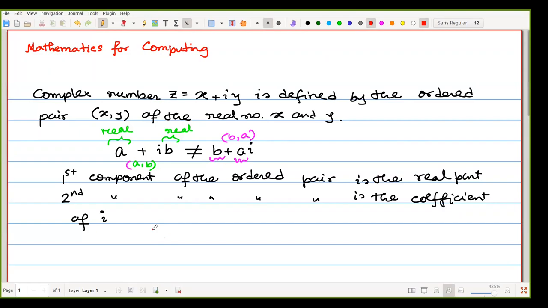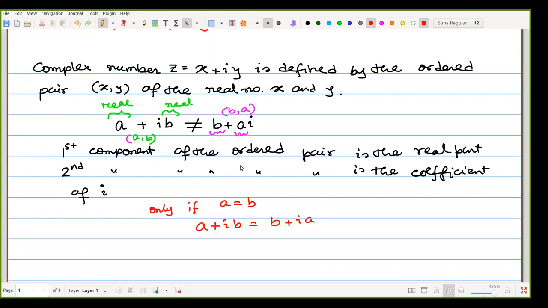So we can say only if a is equal to b, then a plus ib is equal to b plus ia. Otherwise, never is a plus ib equal to b plus ai. So ordered means the real part must come first, then the comma, then the second part, which is also real and is the coefficient of i. And based on that ordered pair, we can also have the geometrical representation of the complex number. Okay, we should proceed.